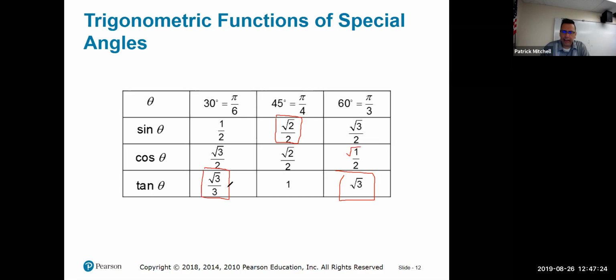Tangent is not as obvious of a pattern. So the way that I recommend remembering your tangent values, I mean, eventually, hopefully you'll have at least these 3 memorized. But in the meantime, you can do it one of 2 ways. You can either do the tangent as the opposite over the adjacent, or you can do the tangent as the sine over the cosine. Either one of those will work.